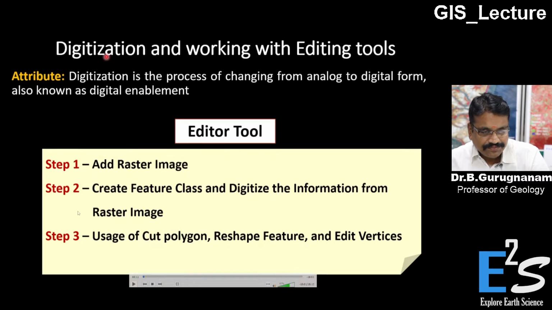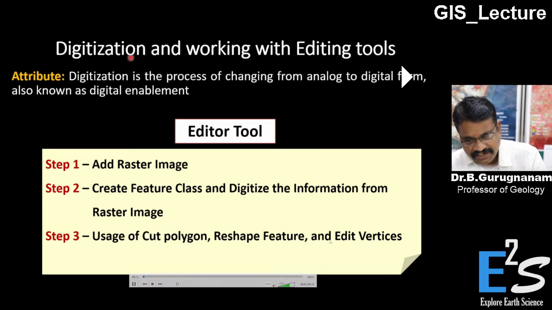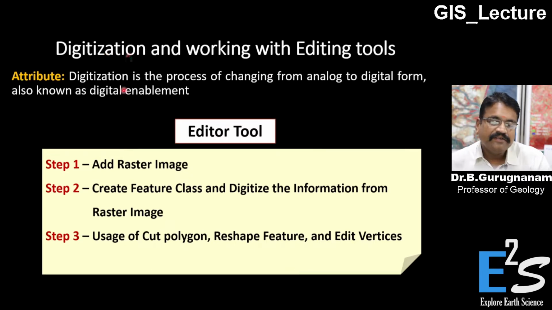There are three steps involved. One is adding the raster image. The second is creating a feature class and digitizing the information from the raster image. And the third step is cut polygon, reshape feature and edit vertex. So these three things we are now going to do.